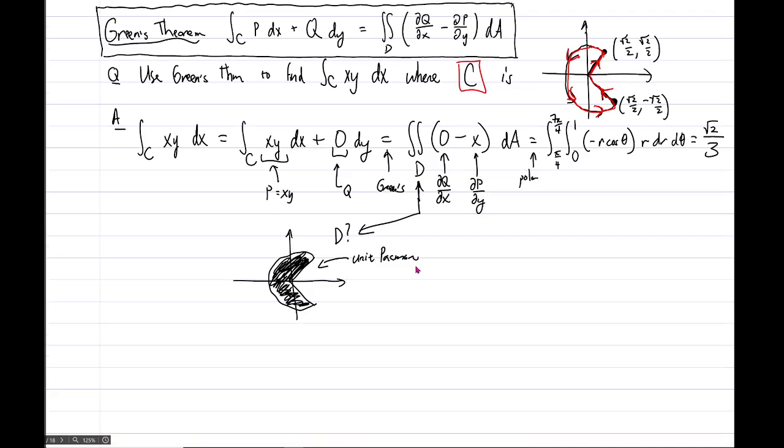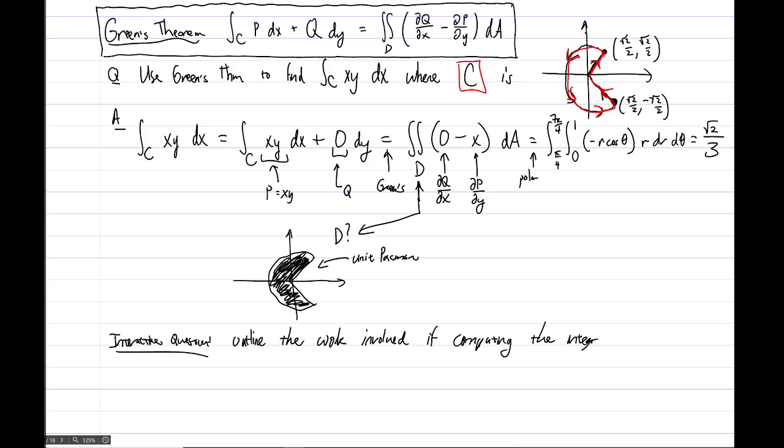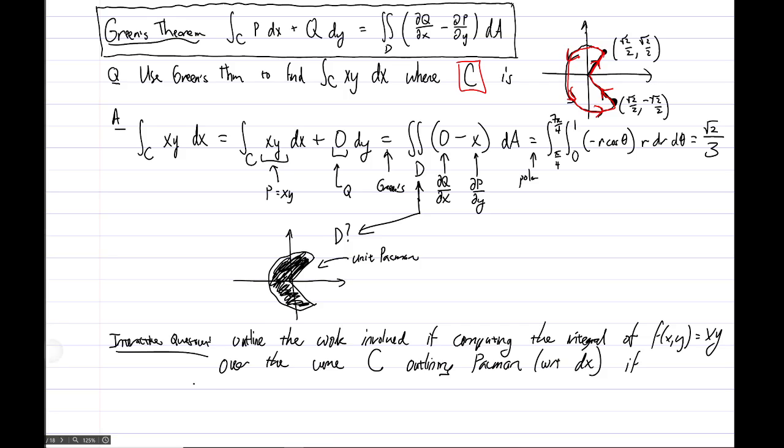Now, I think this is a good time to have an interactive question. I'd like you to outline the work involved in computing the integral of f of x, y equals xy over the curve C outlining Pac-Man, with respect to dx, a dx integral, if Green's theorem is not used. I mean, what would you have to do if you had to do this directly?